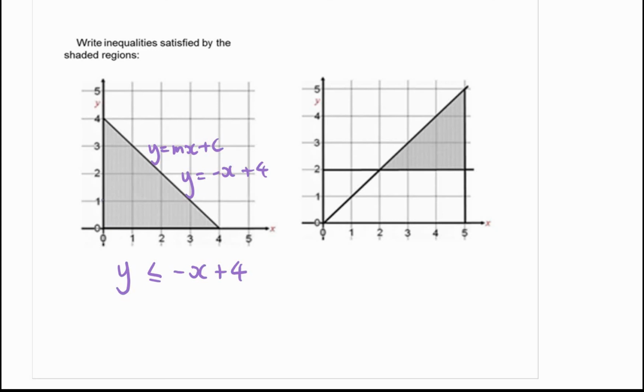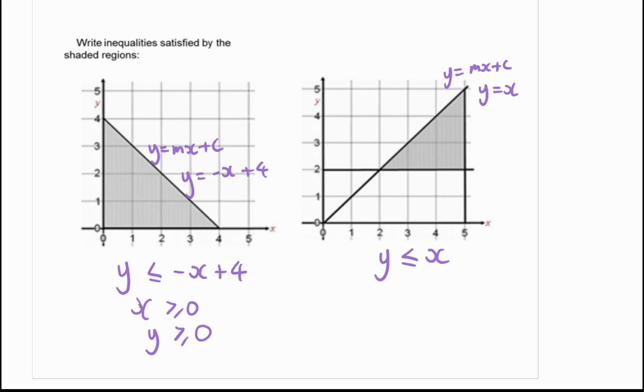Lastly, I want to be above 0 for my x and my y coordinates. So I need to say that x is greater or equal to 0, and so is y. Okay, fairly straightforward. Same idea with this one. And I'll start with the diagonal line again. So y equals mx plus c again. This one's really straightforward, and it's just y equals x. I want to be below it, so my inequality is y is less than or equal to x.